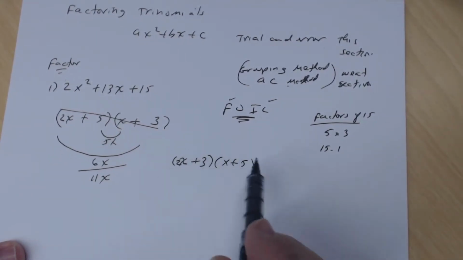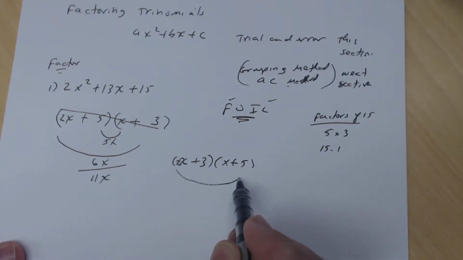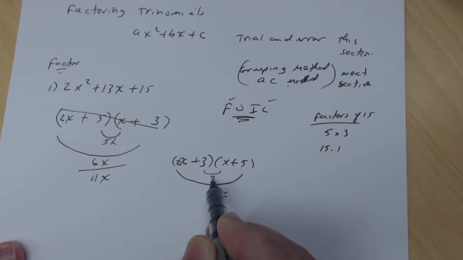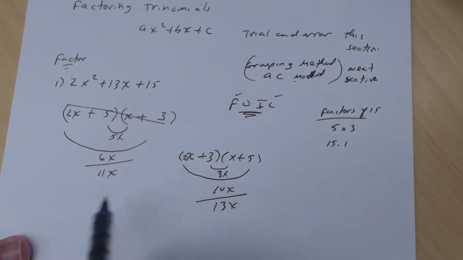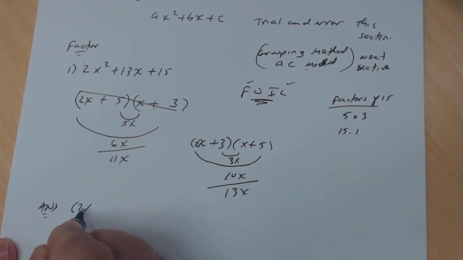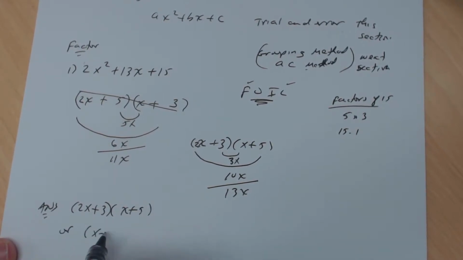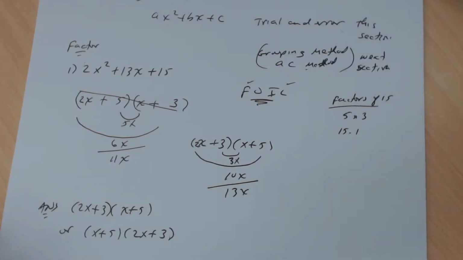Now, don't assume that that's your answer. Remember, you always need to check your work using FOIL. All right, let's look at the outer. The outer is 10x. The inner is 3x. And when I add them up, a positive 10x and a positive 3x is 13x. And that's what I wanted. So the answer is 2x plus 3 times x plus 5. Or you can say x plus 5 times 2x plus 3, because remember, multiplication is commutative. The order in which you multiply does not matter. All right, so there's your answer.